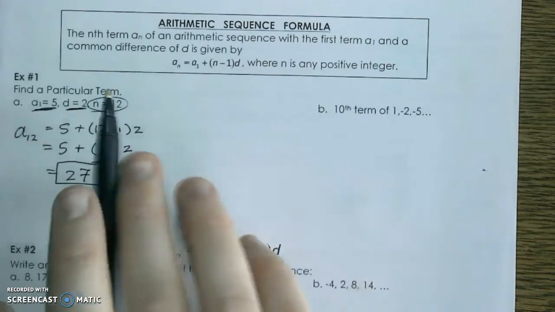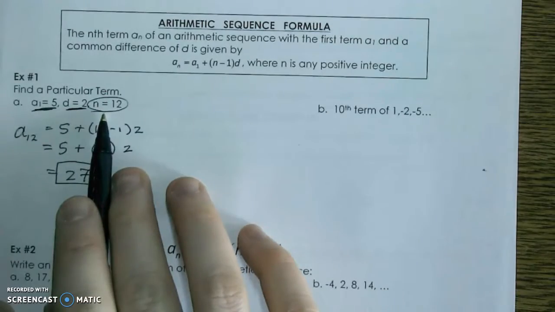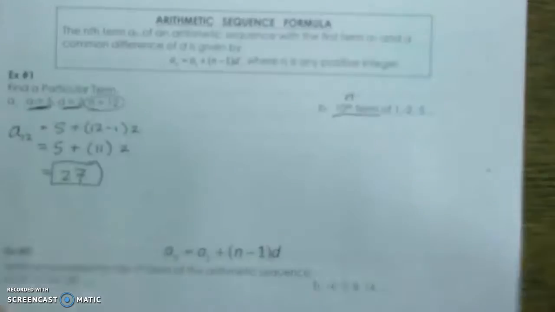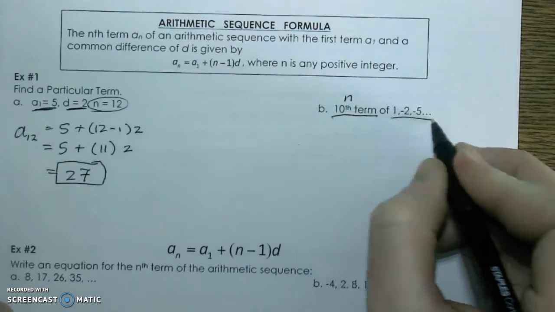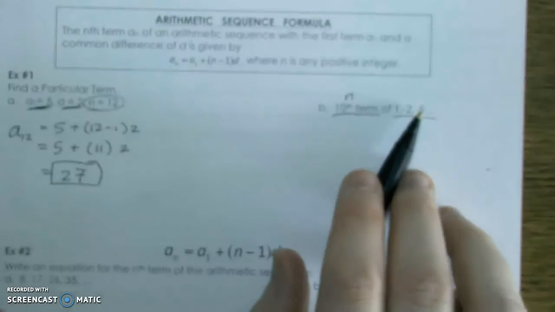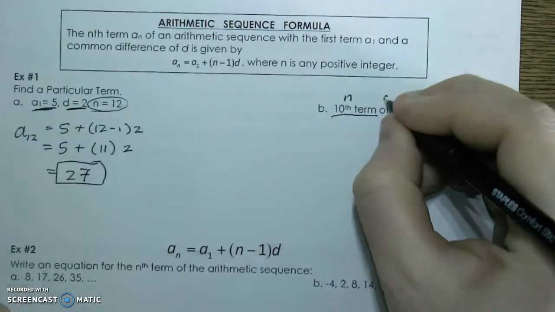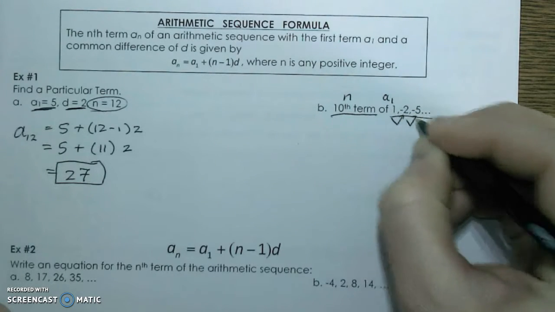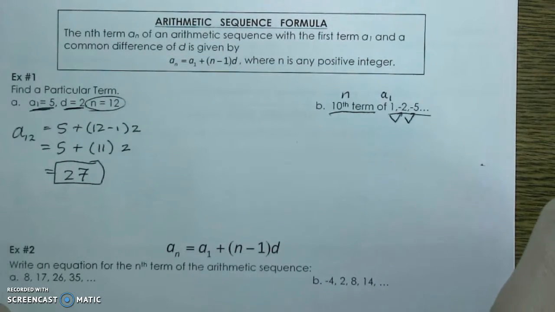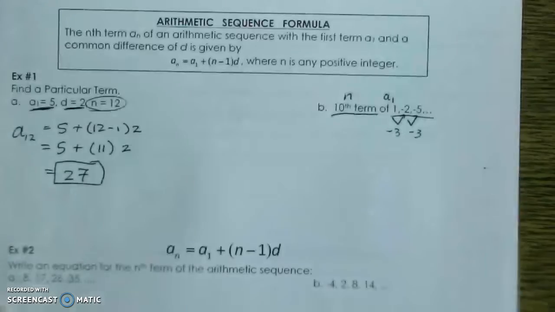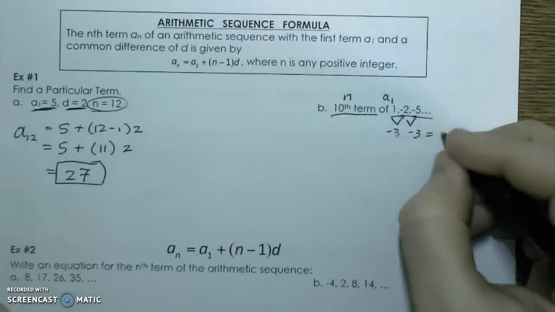This is asking the exact same thing, but in a different way. So here they're asking for the 10th term, so we know that's my n value. And they're giving me a sequence. Instead of telling me the pieces of it, they're showing me the beginning of it. So 1 is my a1. And then we figure out what are we subtracting each time since this is getting smaller. And it looks like we're going down by negative 3. We're subtracting 3 each time. So this is my common difference.